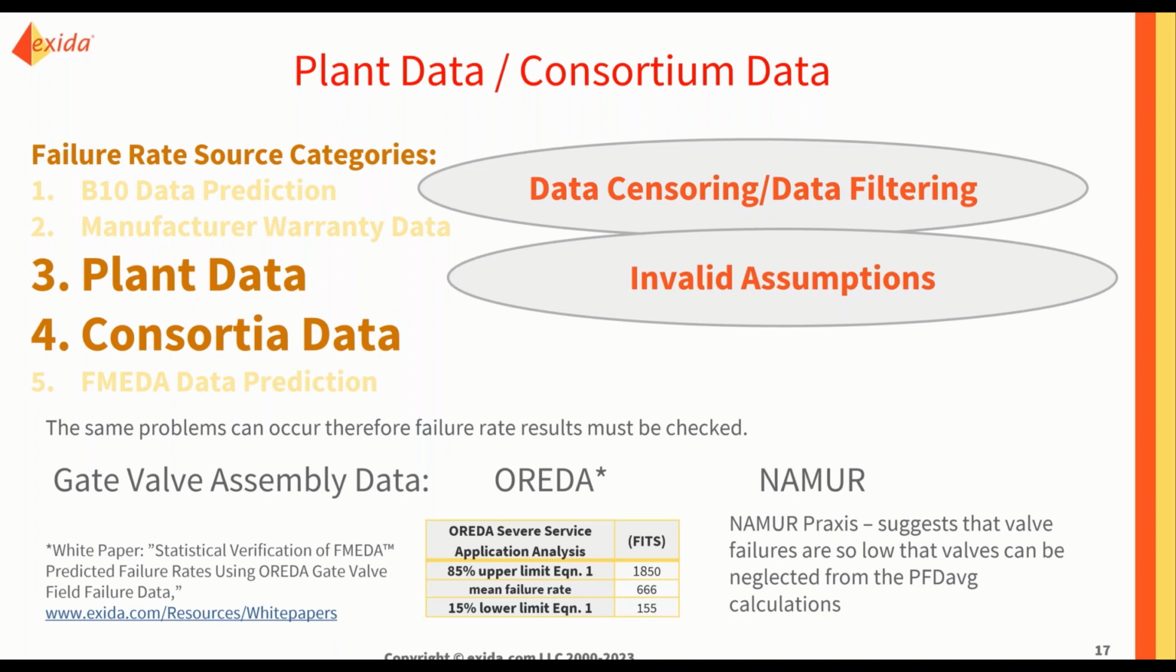Take a look in the lower right-hand side of the screen. One consortium, Nemor, a group of chemical industry companies in Germany, wrote in a recent paper that valve failure rates are so low that the values can be neglected in PFD calculations. And I read that and say, oh my goodness, where does that come from?